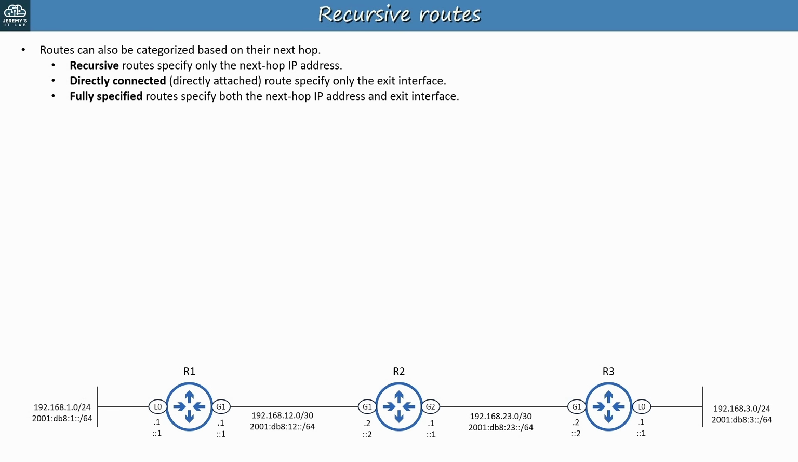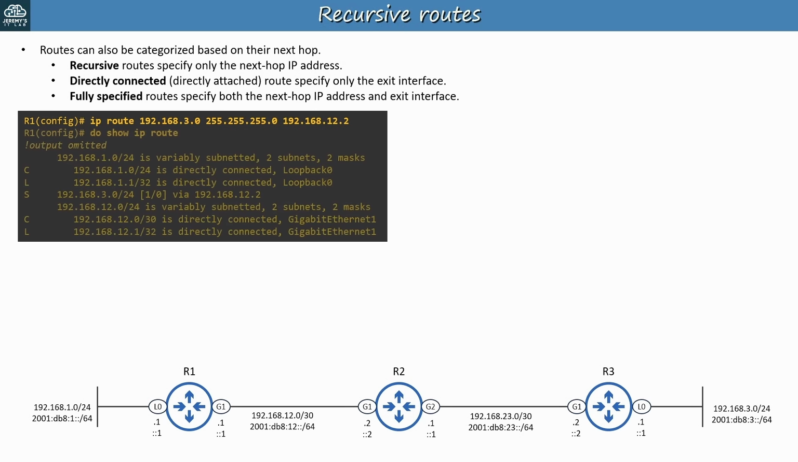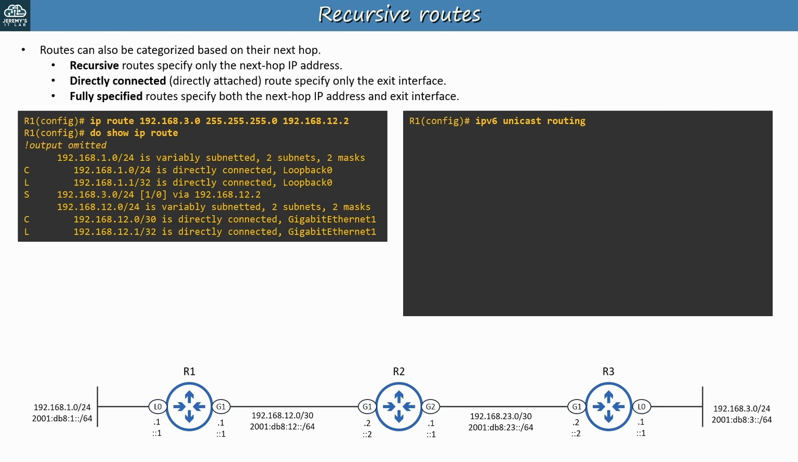Let's start by looking at recursive routes, configuring them on R1. First, I configured a recursive IPv4 static route to 192.168.3.0/24 with 12.2 as the next hop. And here's R1's routing table after. Notice the route only has next hop IP address information, not the exit interface. And here's the IPv6 equivalent.